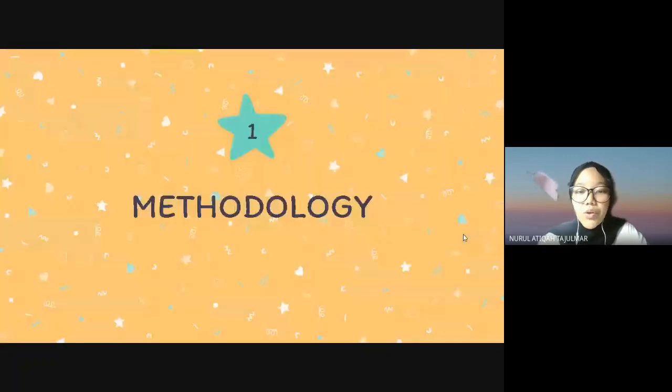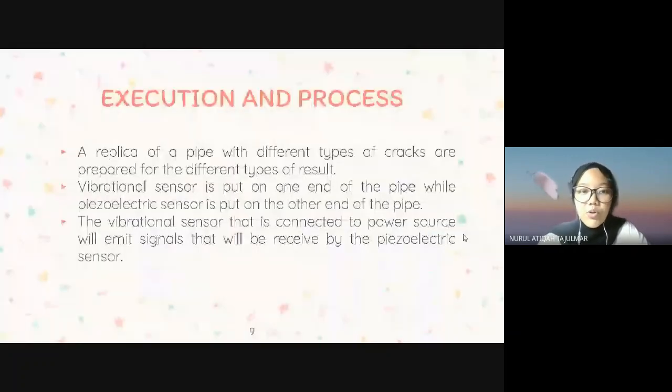Now we are moving on to our methodology. I'm going to give a brief overview of how this project is executed and the brief overview of the process. A replica of a pipe with different types of cracks is prepared for the different types of results. This is because we need to replicate different types and sizes of shallowness of the crack, or severity of the crack itself. That's why we need to use different kinds of pipes.